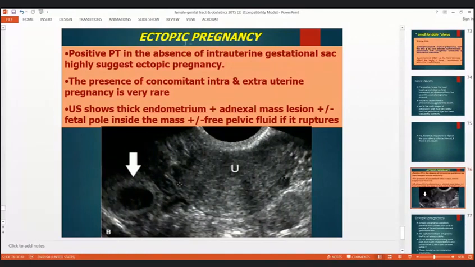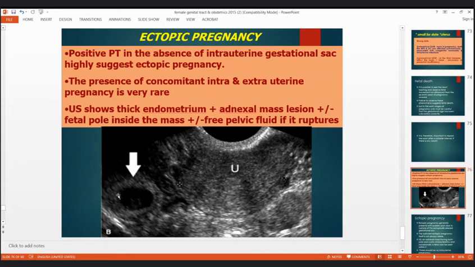Now for the last topic, ectopic pregnancy. Ectopic pregnancy is the presence of pregnancy outside the uterine cavity. The most common type of ectopic pregnancy is adnexal ectopic. A positive pregnancy test in the absence of an intrauterine gestational sac highly suggests ectopic pregnancy. So if we have a lady with a positive pregnancy test, and we perform ultrasound and see no evidence of intrauterine pregnancy, this is suspicious for ectopic pregnancy.